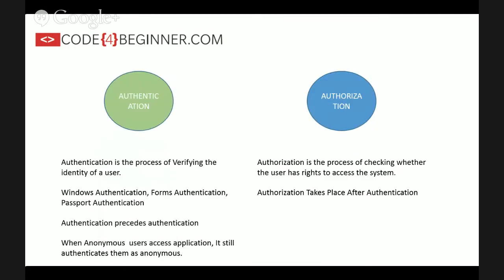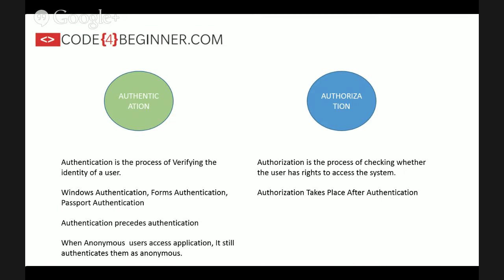Now let's look at what is authentication and authorization. Authentication is the process of verifying the identity of a user. Now it is basically telling whether you have access to a particular website in this example. And authorization is the process of checking whether the user has access to the system. Basically, authorization checks whether the user has access to a particular page in the website. So it is basically an authorization where you actually give the rights whether the user can edit, delete, etc.